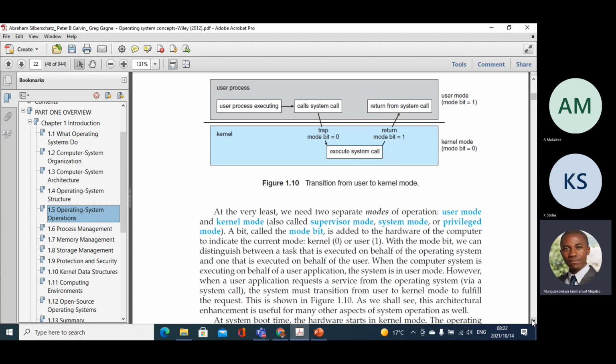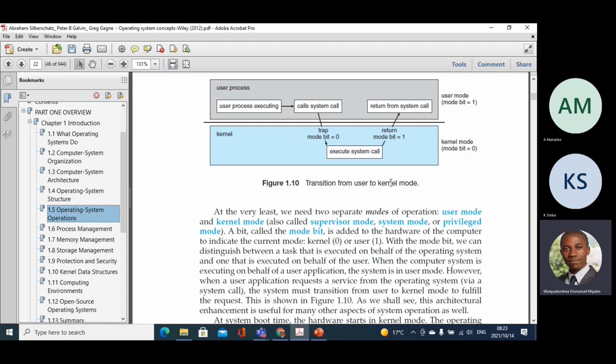Now, if a user requests a service from the operating system, from the CPU, but this request is going through the operating system by means of what we call a system call, the system must transition from user to kernel mode in order to fulfill the request. Very important. And that's exactly what is shown in figure 1.10.